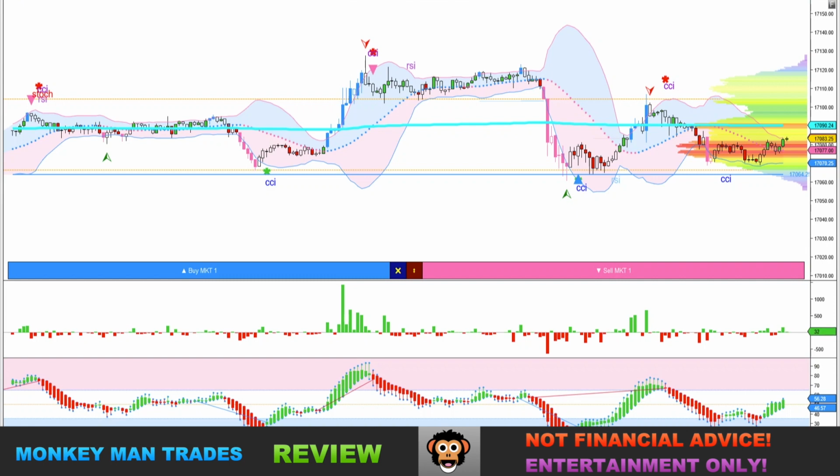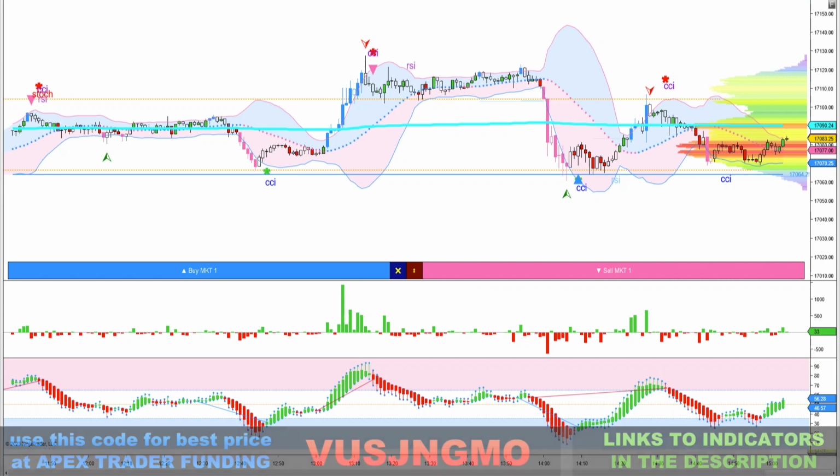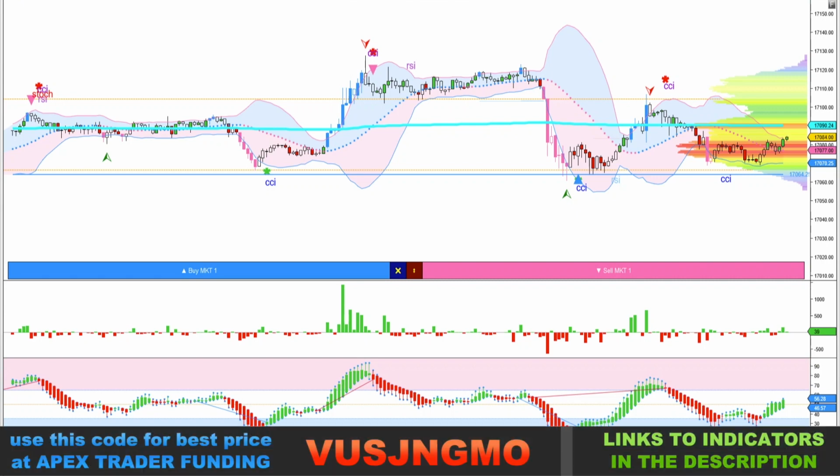I started using their indicators maybe 6 years ago. I paid my own hard-earned cash for them. I bought over $3,000 worth of indicators from them. You know, I'd buy one, it would be really amazing. I'd use it, I'd make some more money, I'd buy another indicator, so on and so on.